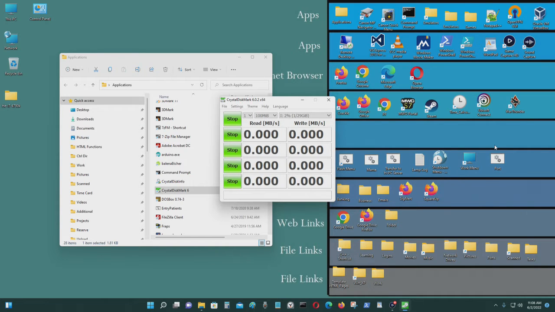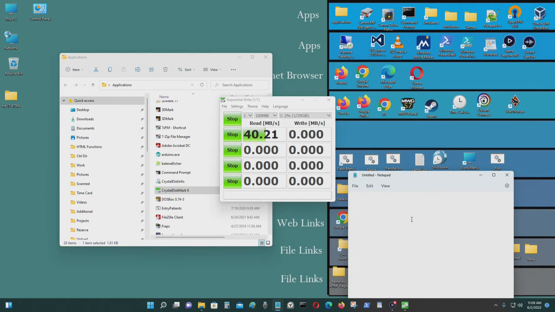So I'll be testing this first, the USB 2.0 SanDisk USB flash drive, to see how much of a difference there is between USB 2.0 and USB 3.0. So the read speed is about 40.21 megabytes, and I'll be testing this 3 times to get an average for write.